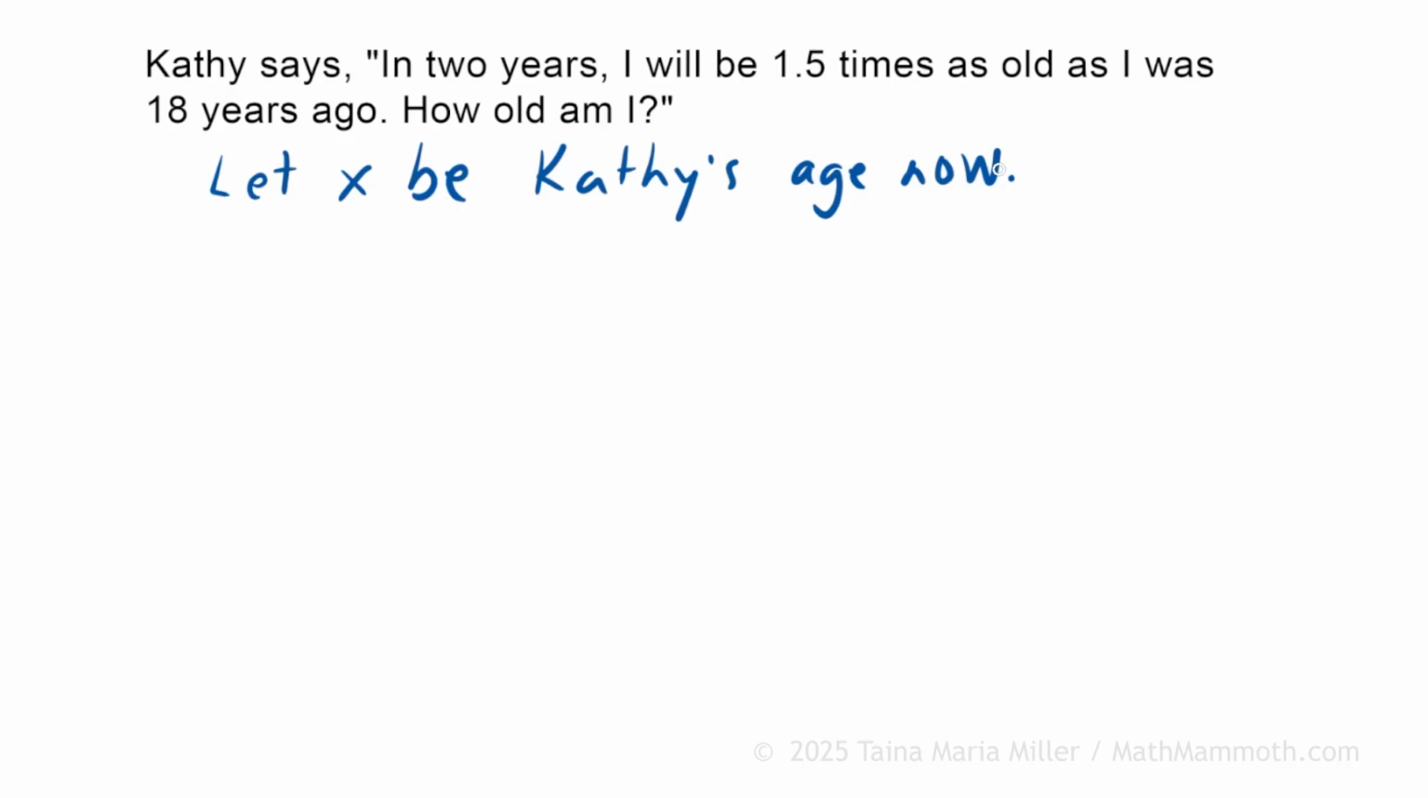Okay, if she's x years old now, then in 2 years she's x plus 2 years old. And so in x plus 2 years, she will be 1.5 times as old as I was 18 years ago. That 18 years ago also we can express using x. That's going to be x minus 18, right? So in 2 years, x plus 2. Her age in 2 years will equal 1.5 times her age 18 years ago, which was x minus 18. And so this 1.5 times will have to be multiplying this entire quantity x minus 18.